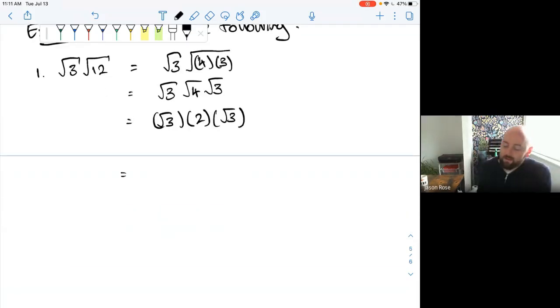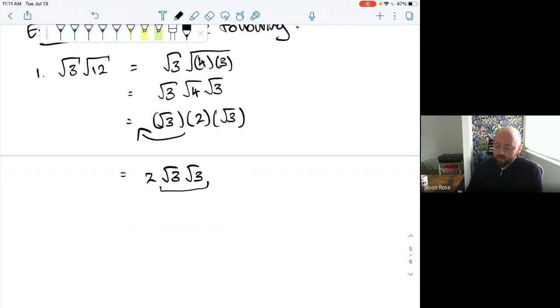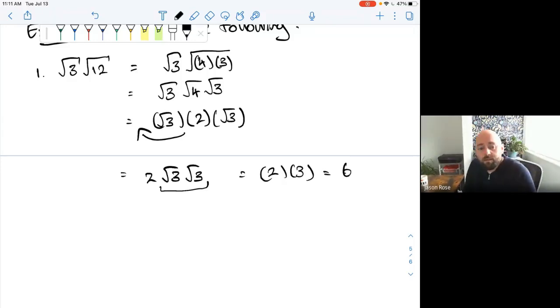So one thing that you can do just to make this look a little nicer, bring the 2 out to the front here. We have 2 times root 3 times root 3. And the last thing is that root 3 times root 3, that is just 3. So your final answer is 6. So root 3 times root 12 is actually just 6. You see things with square roots here, and it looks like it might be some nasty decimal number, but with a little simplification, it turns out it's just 6 after all.